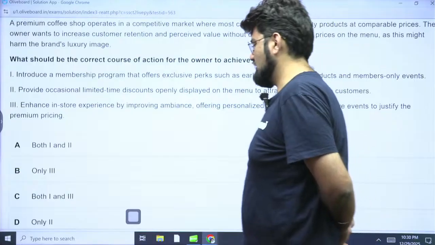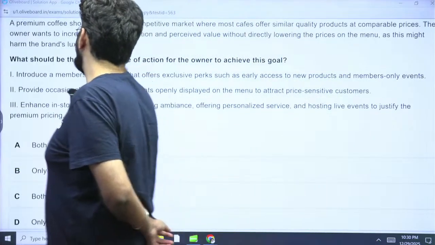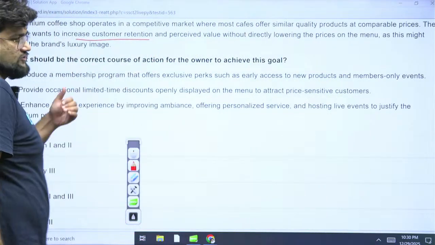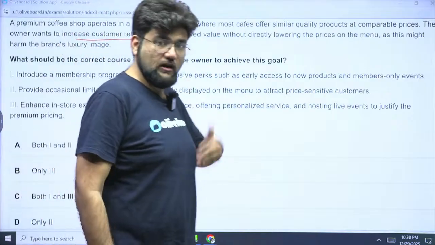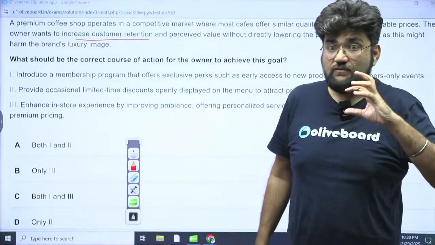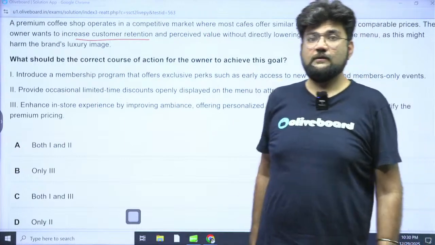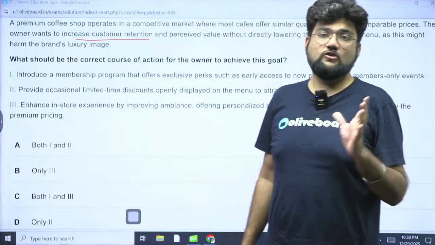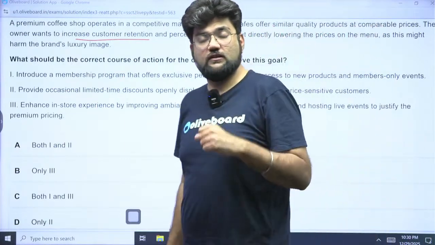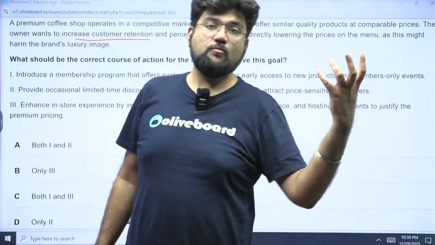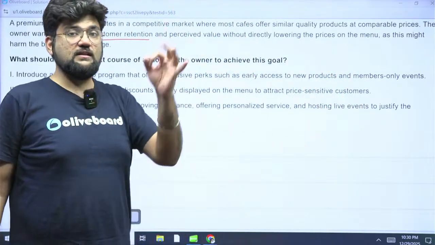Do you understand what is the requirement here? The owner wants to increase customer retention. That means if a customer is coming now, that same customer should repeat. And the perceived value should be good. Perceived value means what a customer feels about this outlet. That, oh, it's a very swanky luxury outlet. It's a wonderful thing. They charge you 400, 500 rupees for a coffee, but that's worth it. Every penny worth it.